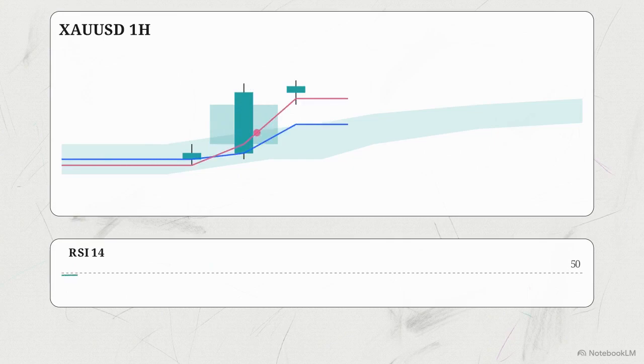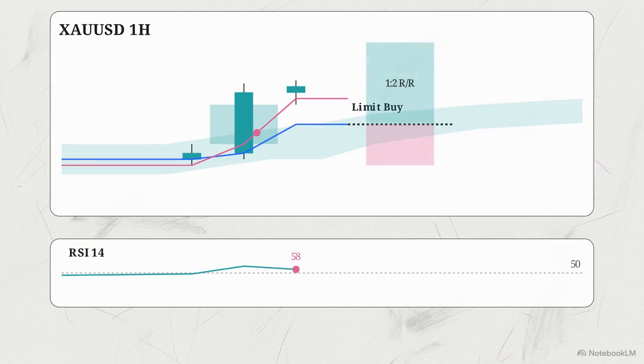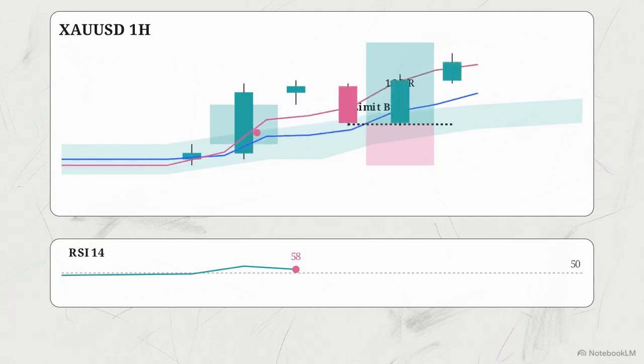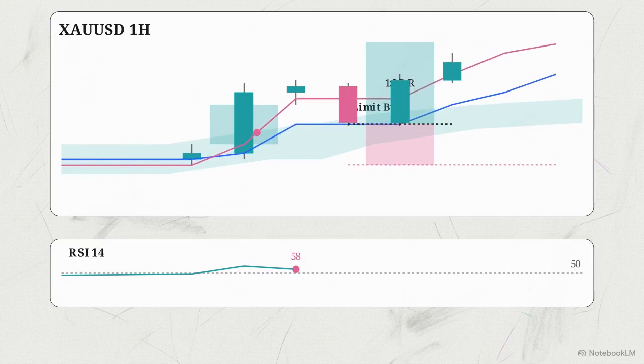Gold breaks through the cloud resistance with a massive candle, leaving a clear fair value gap in the structure. The Tenkan crosses above the Kijun for a golden cross, and the RSI reads 58, confirming we have bullish momentum. We place a limit buy order precisely at the level where the Kijun-sen meets the 50% mark of the fair value gap. The stop loss goes below the Kijun-sen, or the cloud boundary, targeting a 1-to-2 risk-to-reward ratio. As the price moves higher, we can trail the stop along the Kijun-sen line to lock in gains.